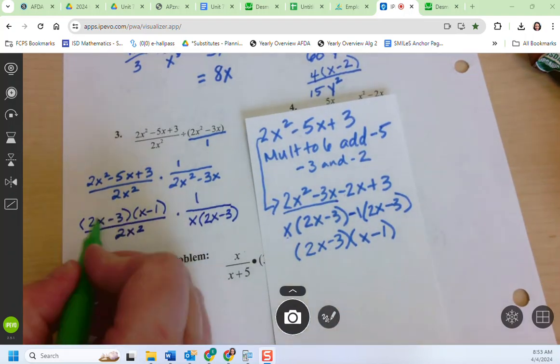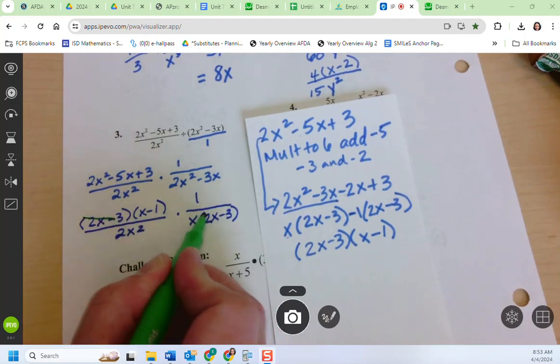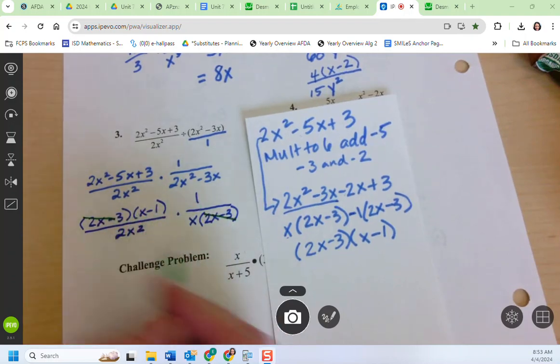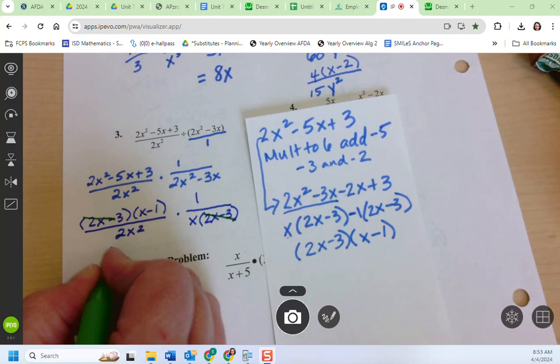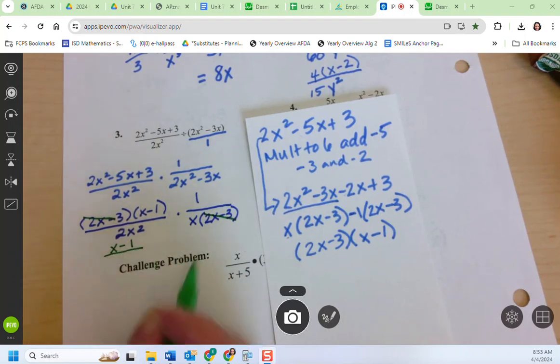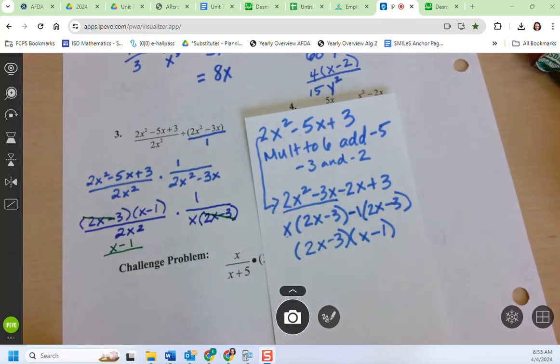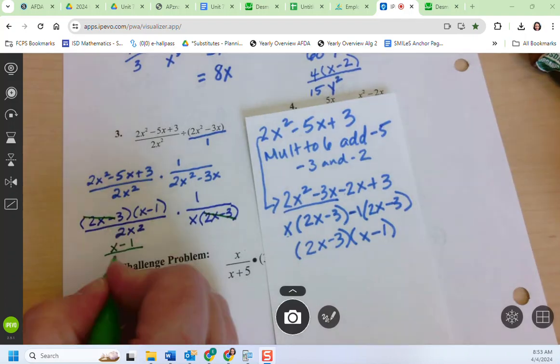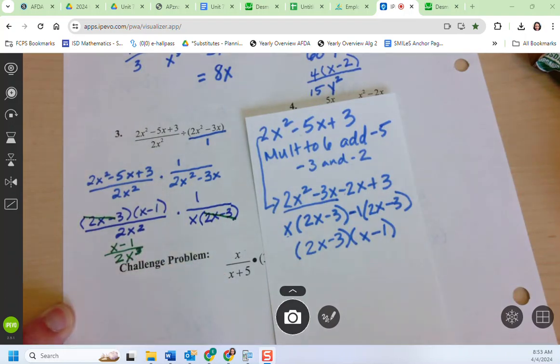All right, so I can cancel out this and this. 1 times x minus 1 is just going to give me x minus 1 on top. I have 2x squared times x. What is 2x squared times x going to be? 2x to the what? Yeah, 2x cubed. 2x to the 3. All right, that's a little bit small, but that's a 3.